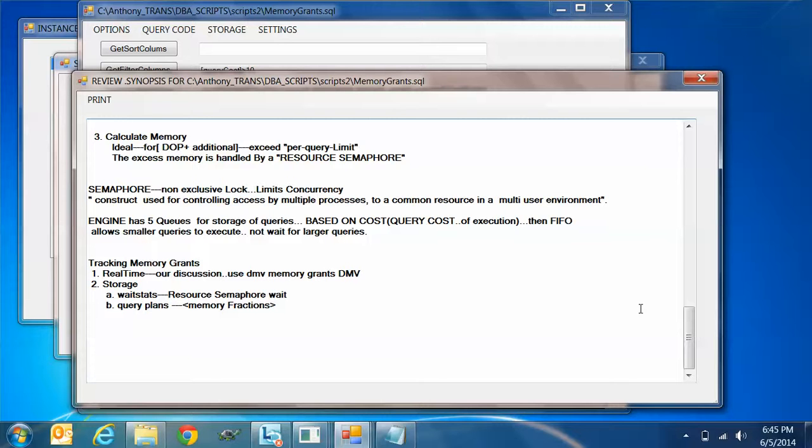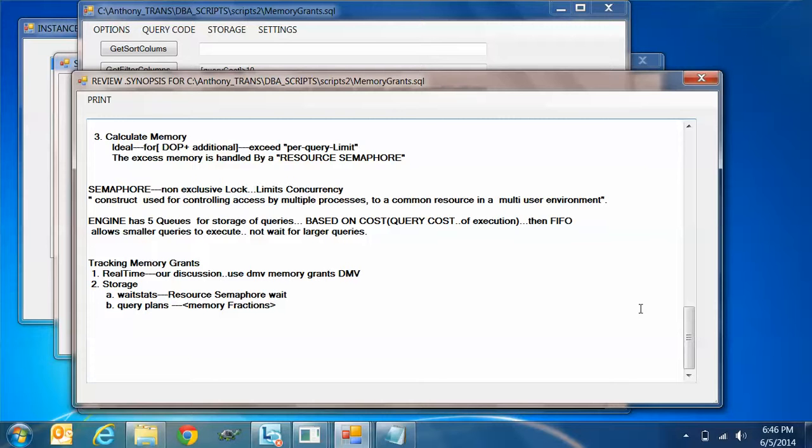We can look at the storage. We can look at the wait stats and look for a resource semaphore wait, a wait time of the resource semaphore. This can show us that there were waits for the resource semaphore. Another, and better, way is looking at the query plans. You look at the query plans, you look for memory fractions. This shows us that after the execution of the query, memory was granted for sorting and hashing, and you can see how much was granted. But of course, this is after the execution.